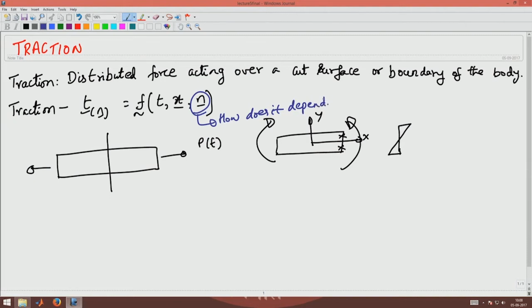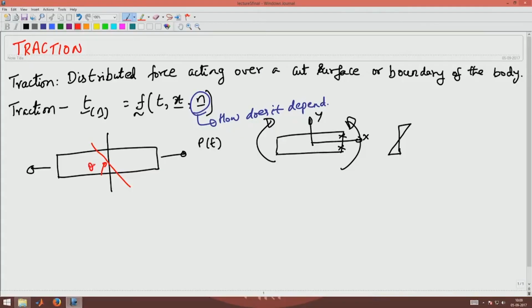Now let us take this example of a uniaxial bar, a bar subjected to a uniaxial state of stress, which is this, and say I cut this body with two different cuts, one vertical and one inclined at an angle of theta with the horizontal. Let us see what is the traction at this intersection point. At this intersection point I want to find the traction. So let us proceed.